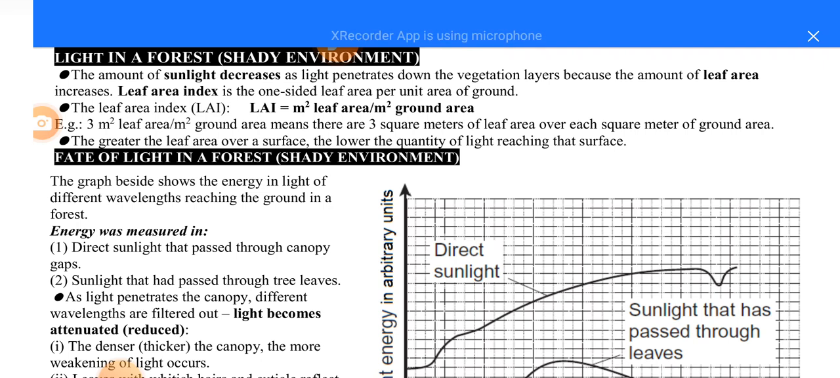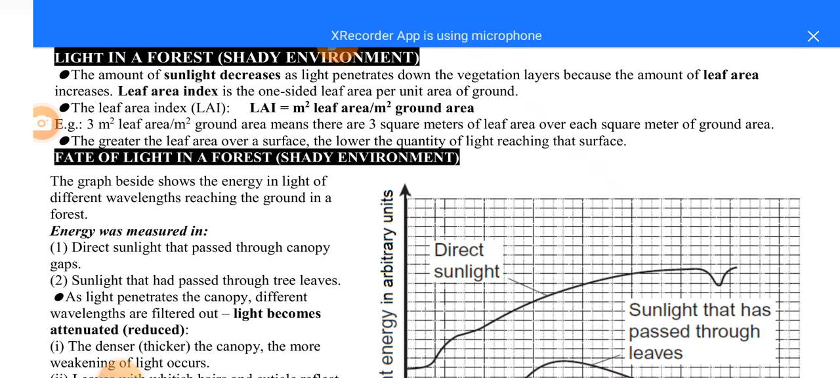We have two kinds of leaves: the sunny leaves and the shade leaves. Sunny leaves, these are sun leaves. These are leaves which grow on branches that are exposed directly to sunlight. Those are sunny leaves.